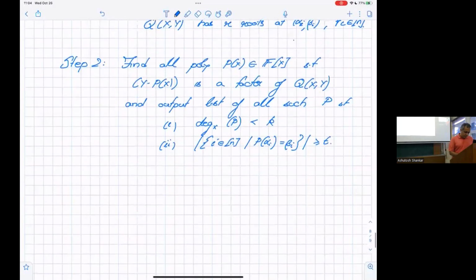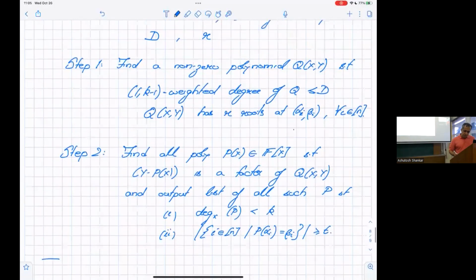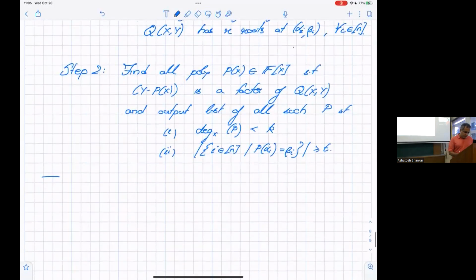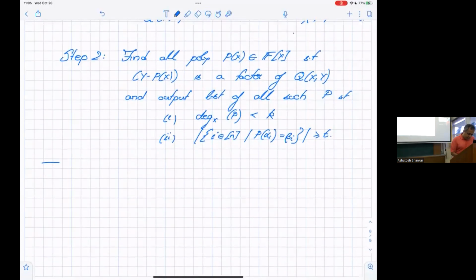Here, instead of factors, it should be y minus p to the whole power r. No, we'll see that it will just be that y minus p(x) is a factor. So let's see both steps as before. Let's look at the step 1 requirements.